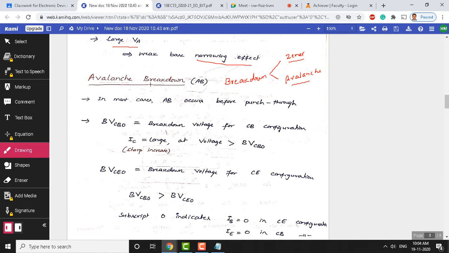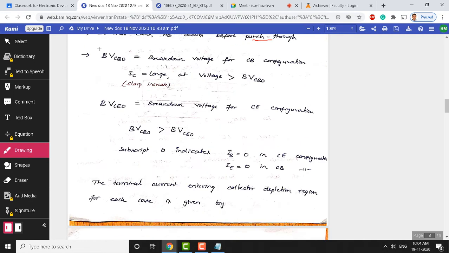Now, let us discuss avalanche breakdown. Avalanche breakdown, abbreviated here as AB, occurs before the punch through mechanism. Here let us define what the breakdown voltage is. Look at this breakdown voltage definition, B times VCBO. This is the breakdown voltage for the transistor in common emitter configuration. We will explain what each term means. B stands for the base transport factor, and VCBO stands for a reverse voltage, and the O indicates here the emitter is kept open.